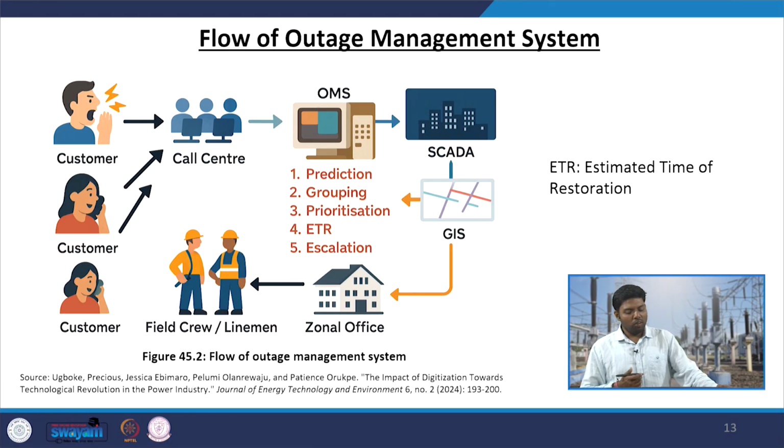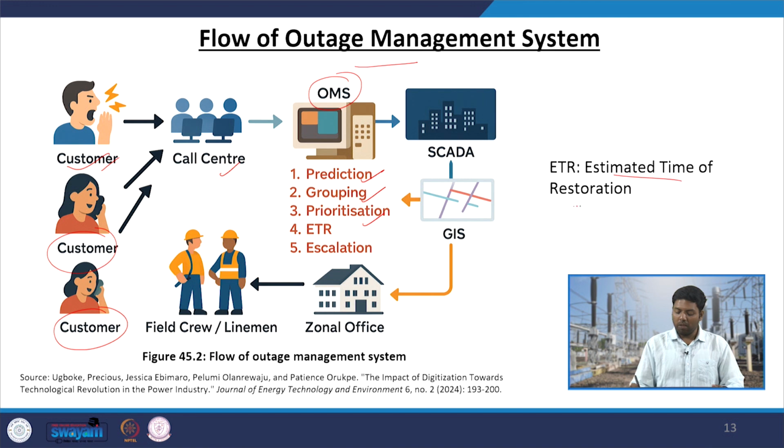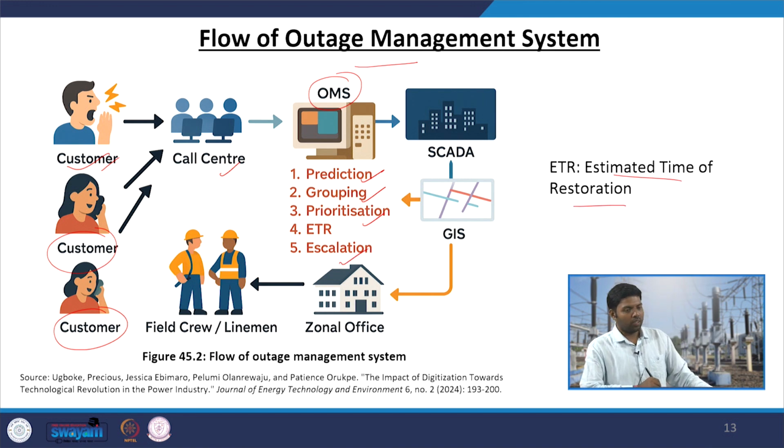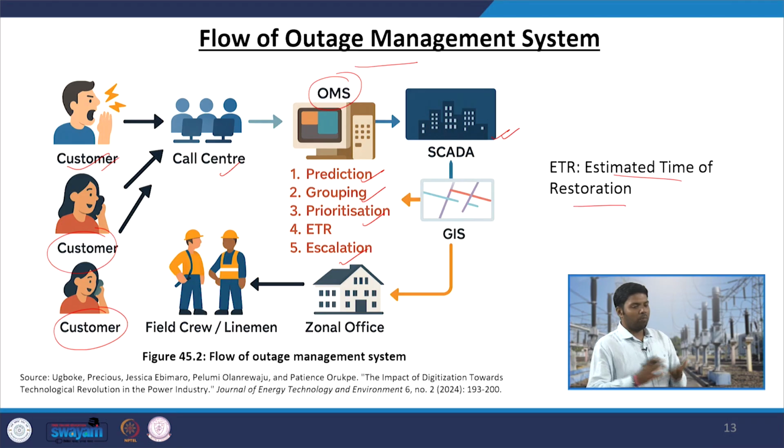Okay. So, the flow of the outage management system is that you will get information from your customers to the call center. Then with the outage management system, you will predict, group, prioritize and estimate time of restoration, and then escalate your restoration option. Okay. Then you send the data to the SCADA and see whether this actually happened or not. Sometimes you get false calls as well from your customers.